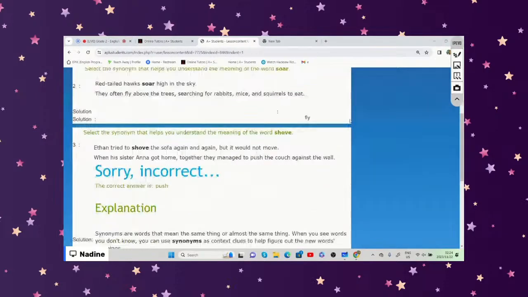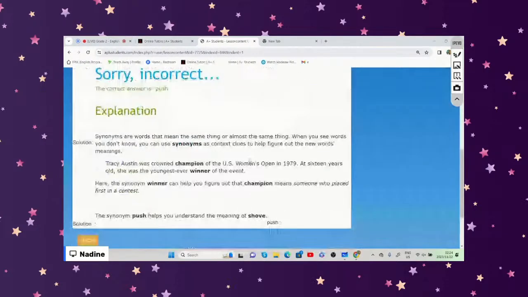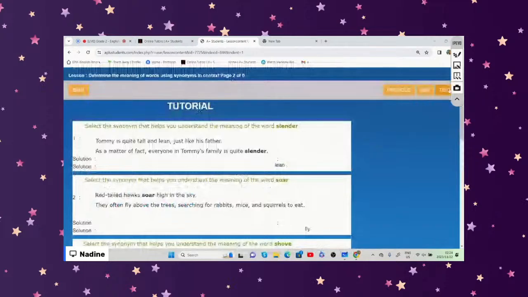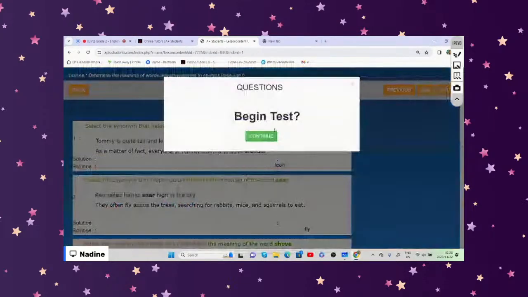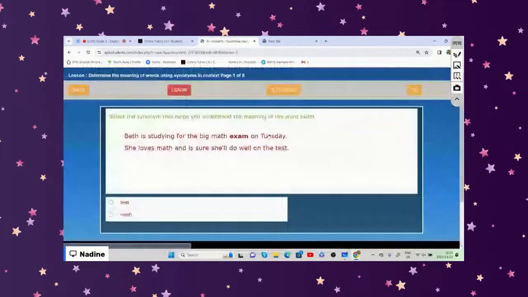And we already did shove, which is to push. Now let's go to our test. All right, so we're going to select the synonym that helps you to understand the meaning of the word exam. Beth is studying for the big math exam on Tuesday. She loves math and is sure she'll do well on the test.